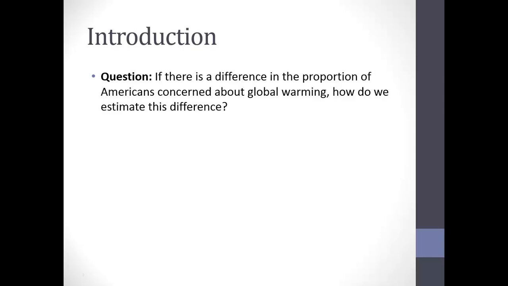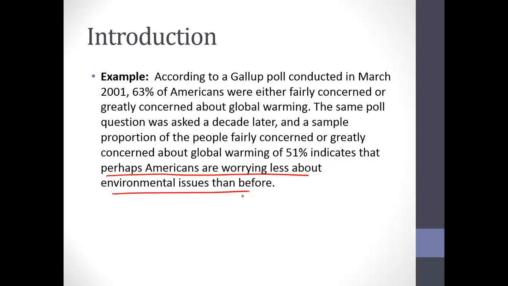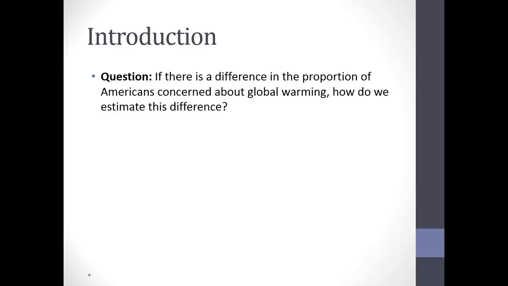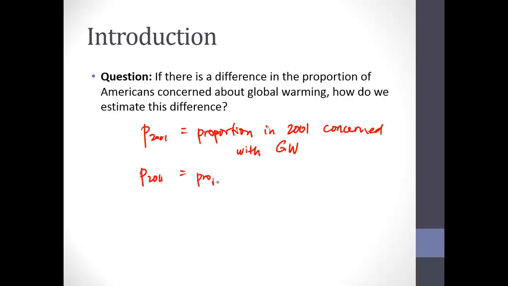So thinking about if we wanted to answer this last question here, let's turn that into a question. Are we worrying less about environmental issues than we were before? We want to do the same kind of thing. So if we want to estimate if there is a difference in the proportion of Americans concerned about global warming, how can we estimate this difference? Let p 2001 be the proportion in 2001 concerned with global warming, and p 2011 be the proportion in 2011 concerned. So just setting up some notation.